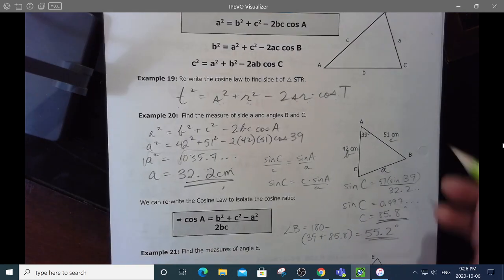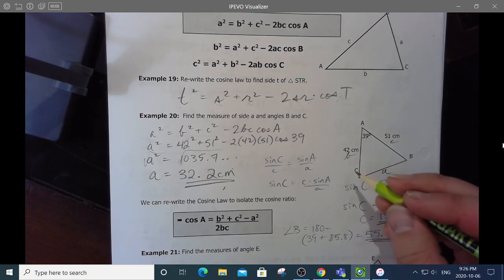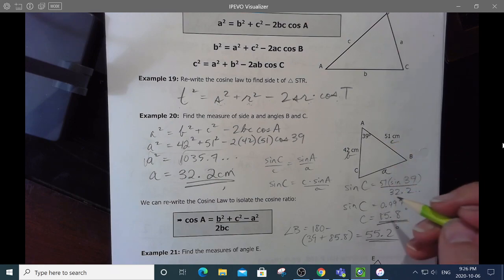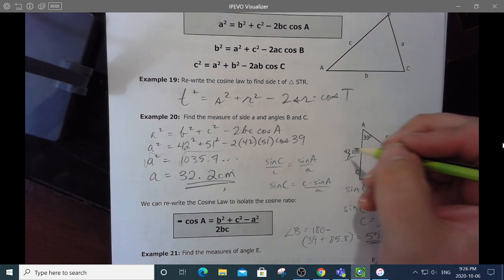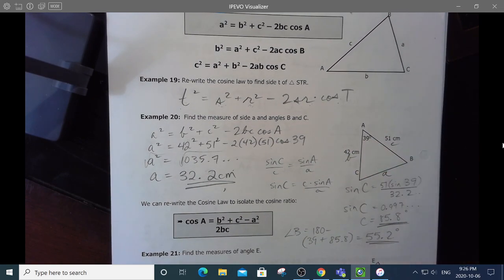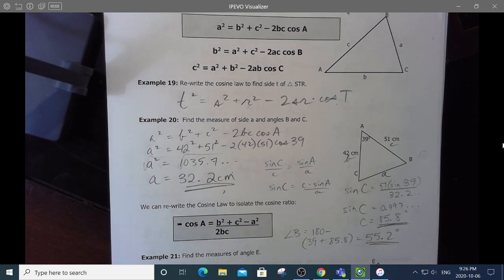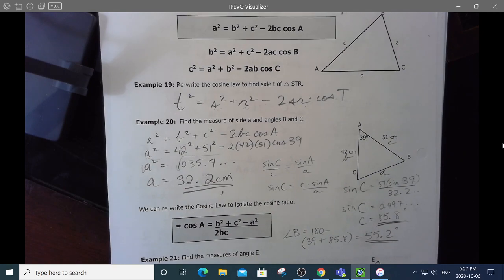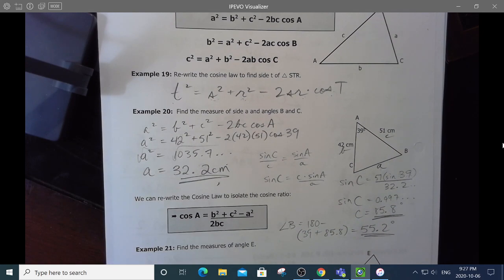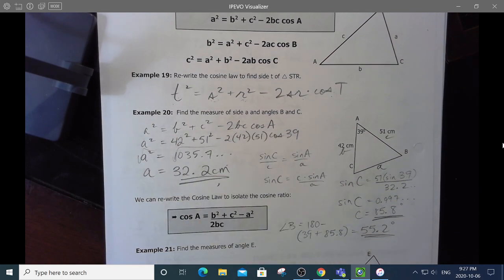Triangle solved. I now know all the missing parts. I know both of the angles that were missing. I know the one side that was missing, and I wasn't able to use sine law to do it because it was side, angle, side. If you are given two sides that are next to each other and the angle between them, you cannot solve it with sine law. You have to use big nasty cosine law.